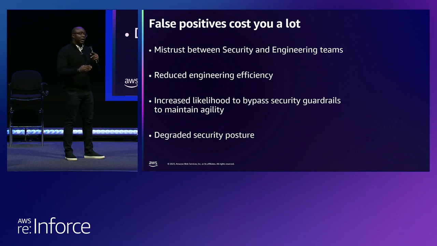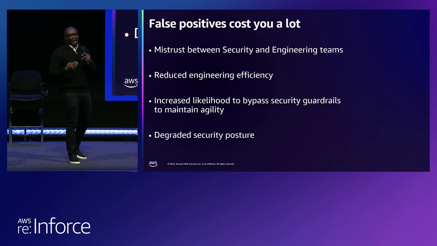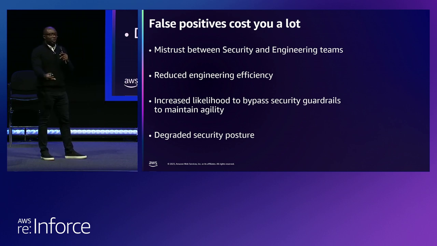And then in cases where they have decided to continue with that, you start to see a reduction in engineering efficiency, because pipelines are being halted, and teams are being assigned tickets to go work on, and they spend half of the time and then find out that it's not actually a vulnerability. And then, of course, the third one, which we already talked about, increased likelihood to bypass security guardrails.